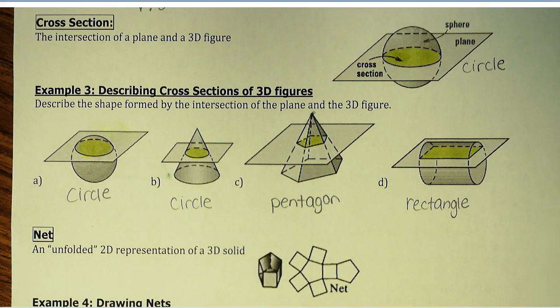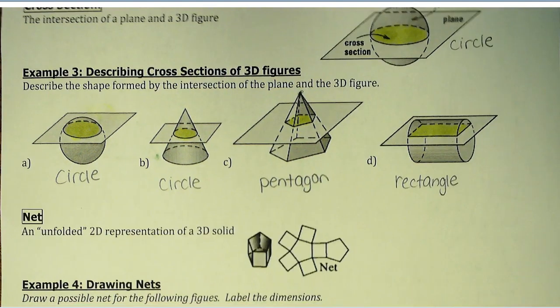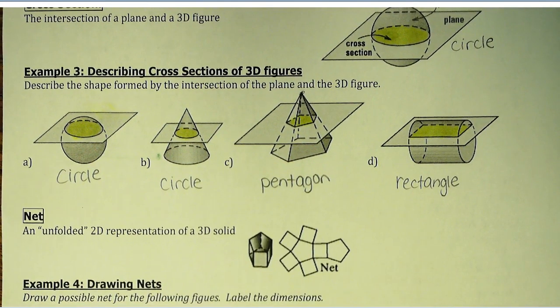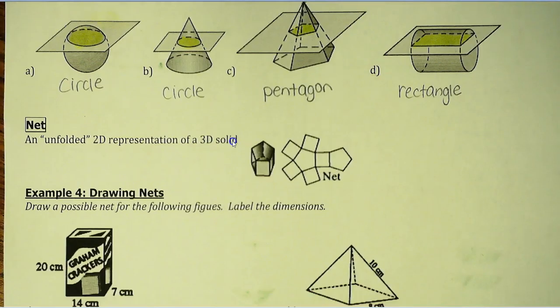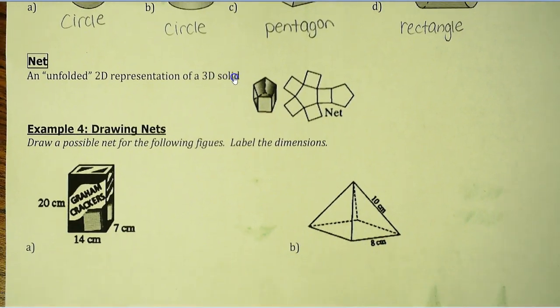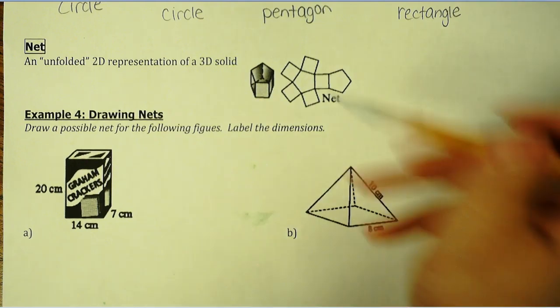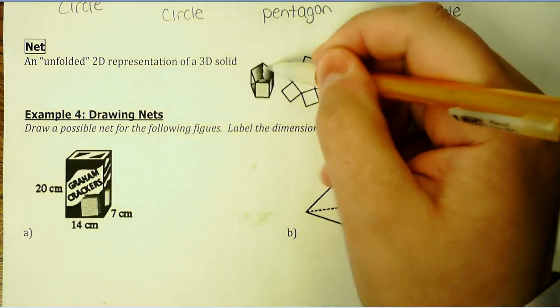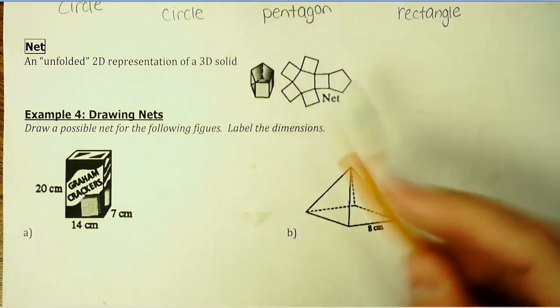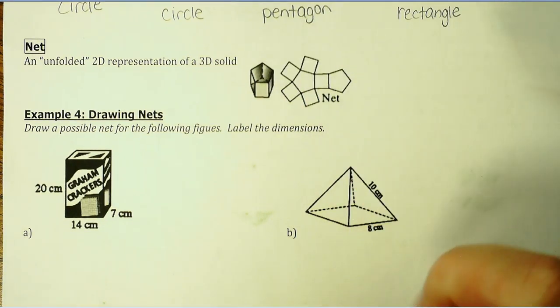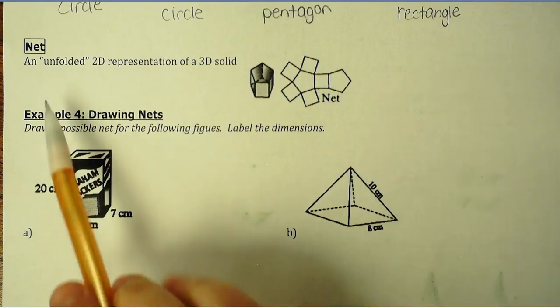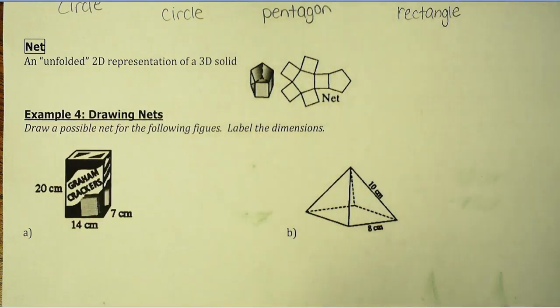And then the last vocab thing, we're just going to do all these introductions today, is a net. I have a little example in the definition so you guys can see this. This would be a pentagonal, because I've got 1, 2, 3, 4, 5 sides, a pentagonal prism in my example. The net is, in quotation marks, the unfolded.